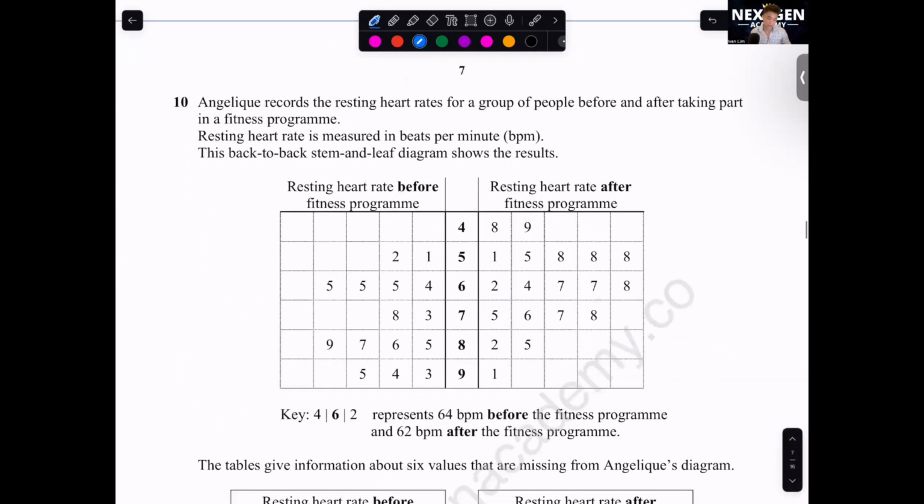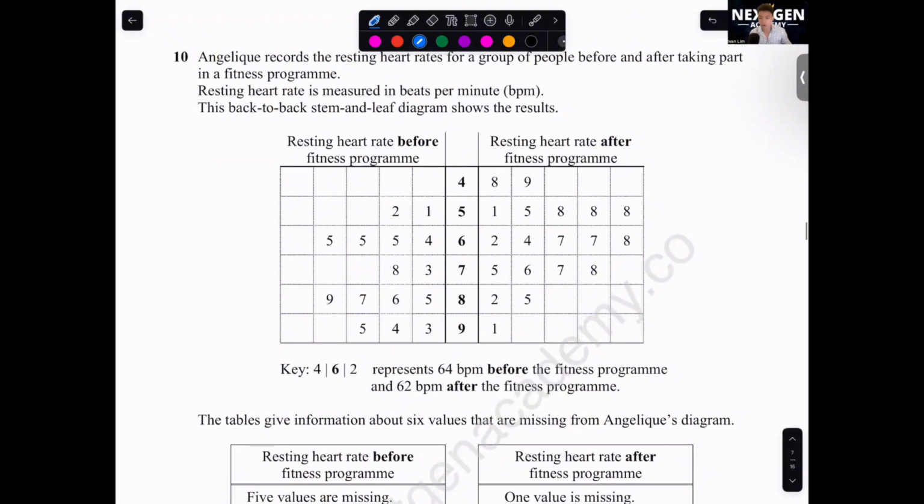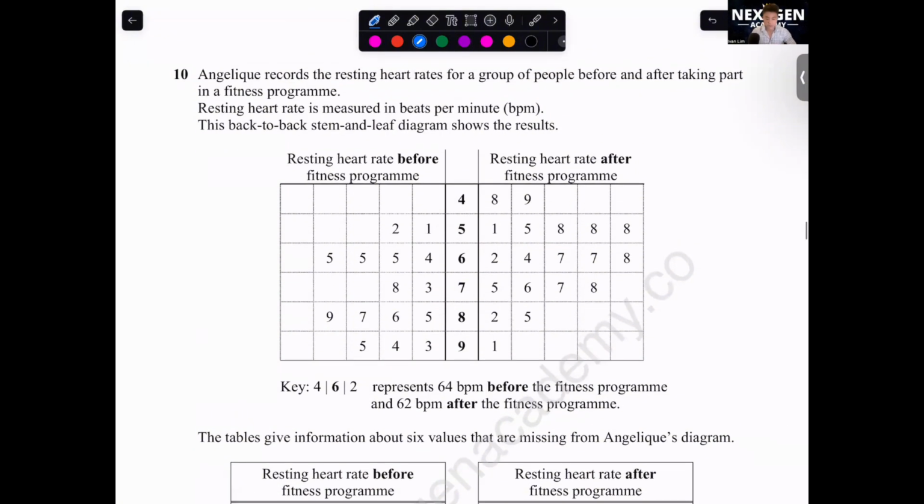Okay, number 10. This one is an interesting one. 4 marks question. Do you know how to do this? All of you here, have you all learned this stem and leaf diagram in your syllabus? Under your statistics. Got it, right? You all know how stem and leaf diagram works, right?